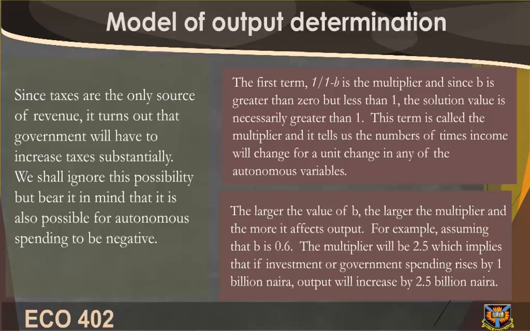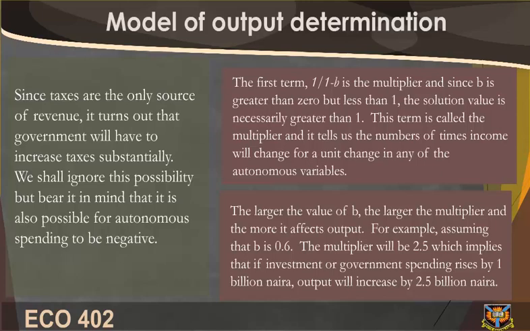The first term, 1 over 1 minus b, is the multiplier, and since b is greater than 0 but less than 1, the solution value is necessarily greater than 1. This term is called the multiplier and tells us the number of times income will change for a unit change in any of the autonomous variables. The larger the value of b, the larger the multiplier and the more it affects output.